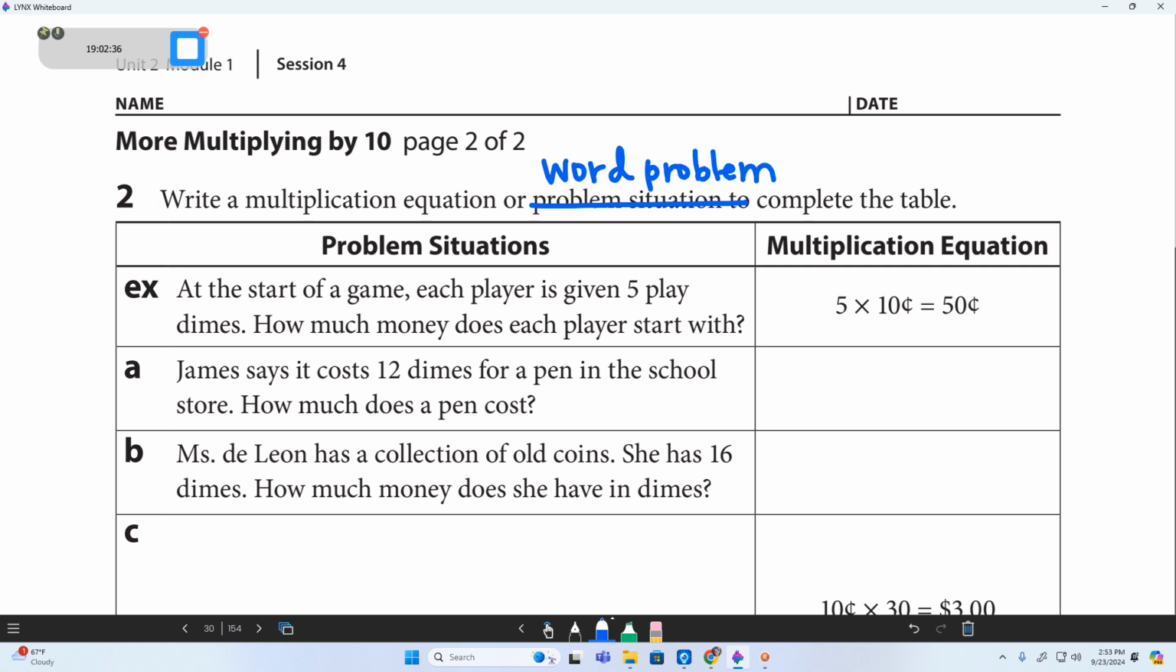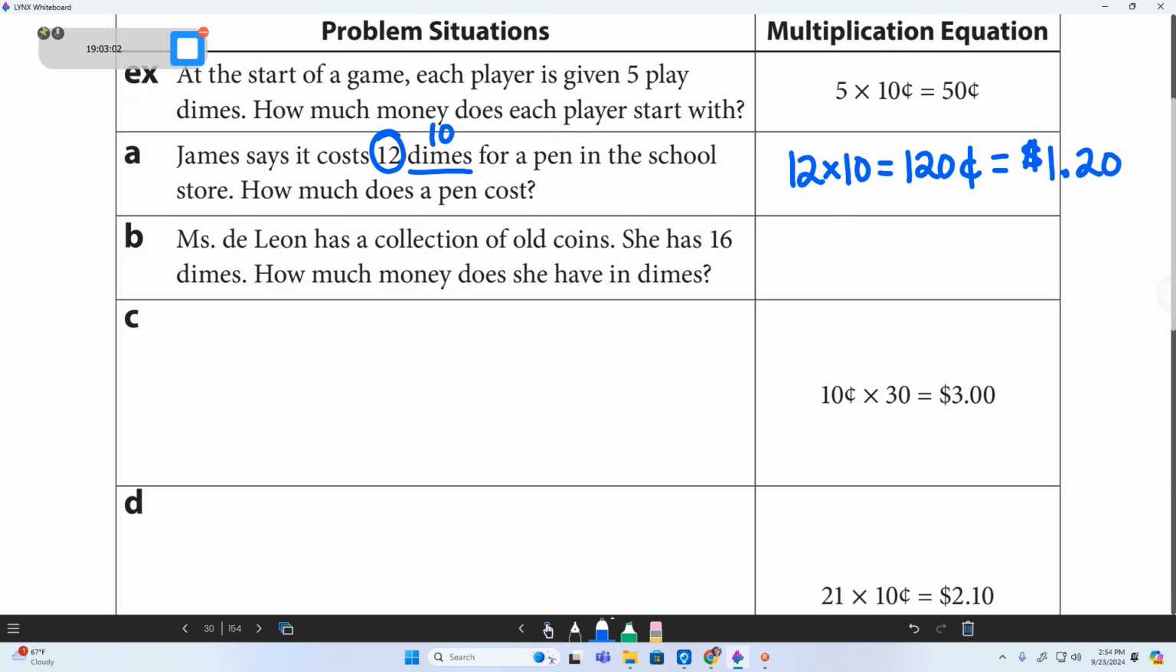James says it costs 12 dimes for a pen in the school. Wait a minute, there's only one number. But don't forget, dimes means 10 cents. So there's our second number right there. So our equation is 12 times 10 equals 120 cents. And you can also write 120 cents as $1.20. So writing it either way is acceptable.